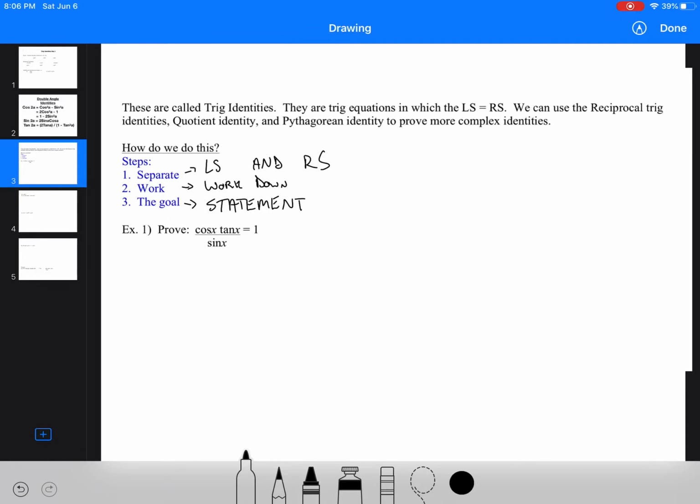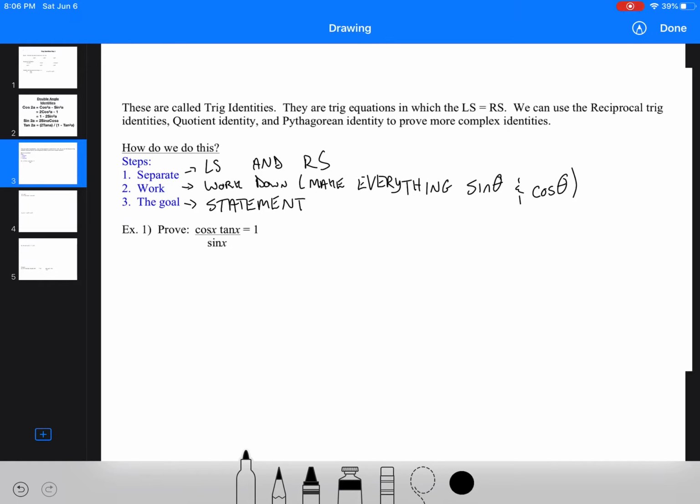Okay, so we always want to start with our work by making everything sine and cos. There are a few occasions that you can make things into tan, and it will make it easier. But I would say probably 90% of the time, if you change everything to sine and cos, you will be able to work through this.